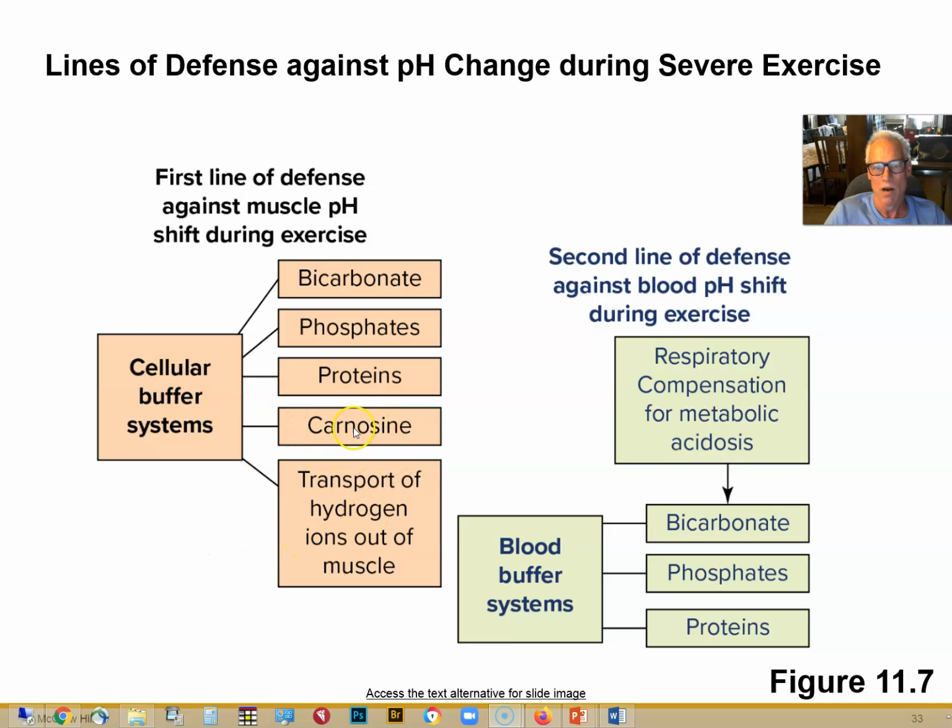Carnosine. We saw carnosine is an important muscle cell buffer that will take up hydrogen ions, and we can improve that ability by taking, for example, beta-alanine. We have transporters in the muscle cells that pump hydrogen ions out, and those transporters are induced or upregulated or increased in quantity in reaction to high-intensity exercise. It's a training effect that will improve our ability to deal with lactic acid in the muscle cells.